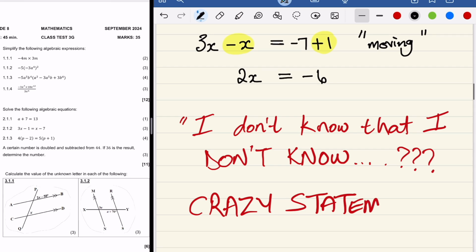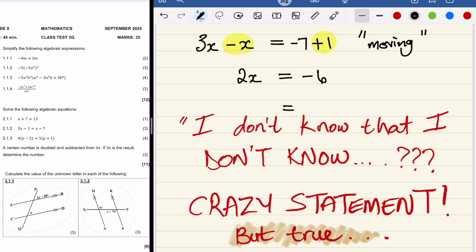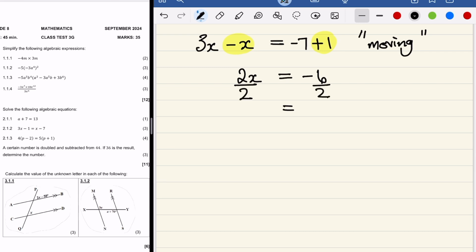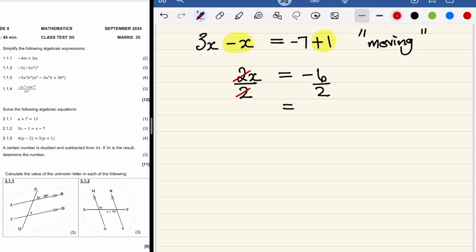Right, at this point we've now got 2x equal to negative 6. In order to get rid of the 2, remember the 2 is connected to the x via multiplication. So if I want to get rid of it, I must not subtract 2 because that won't do anything. I can't subtract 2, but I can divide by 2. But I must do it on both sides. Doing this, the 2's cancel out, in inverted commas, and that will leave me with x, and negative 6 divided by 2 is negative 3.